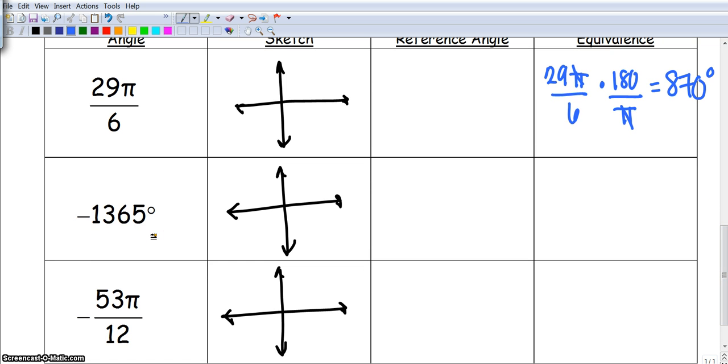Negative 1,365 degrees, we want to change that to radians. So the pi will be on top, pi over 180. And then you're just going to math rack this, negative 1365 divided by 180. And you should get negative 91 pi over 12.